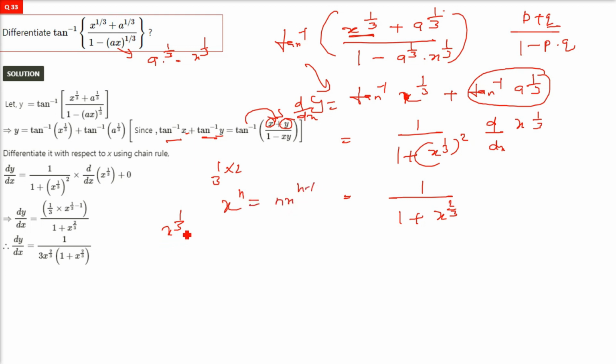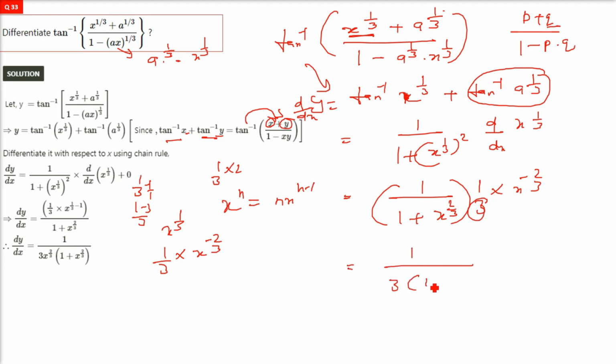X raised n differentiation is n x to the power n minus 1. So you have 1 by 3 x to the power 1 by 3 minus 1. It is going to be minus 2 by 3. Since it is negative, you can bring it down to the denominator. So it will be 1 by 3 into x to the power 2 by 3. So this is in the numerator, you can bring it down. So the final answer will be 1 by 3, 1 plus x to the power 2 by 3, and this is in the denominator, so 1 by x to the power 2 by 3. Okay, this is the final answer.